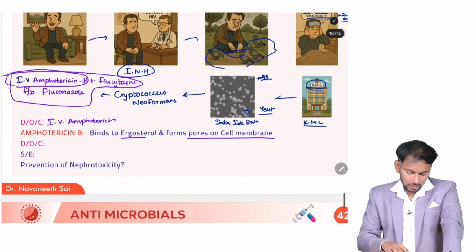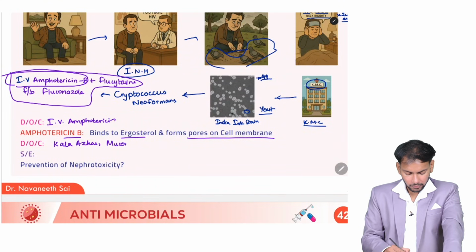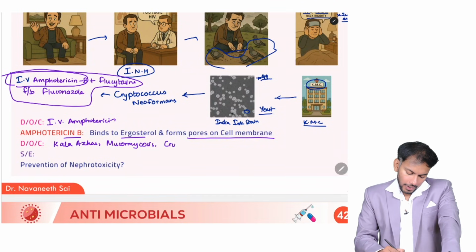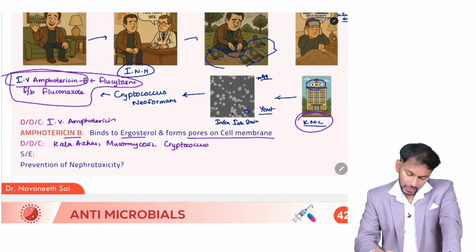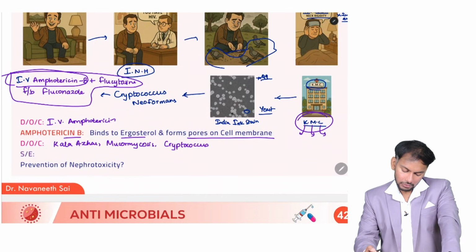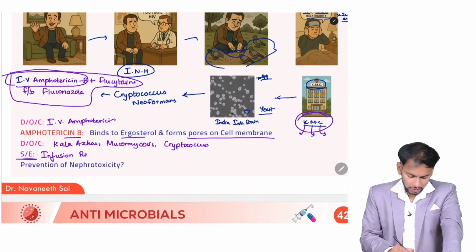Amphotericin B is the drug of choice in which conditions? It is the drug of choice in Kala-Azar, mucormycosis. Yes, you might have seen this so many times after COVID, people are using amphotericin B, and Cryptococcus. That is what we have just studied. So, if you see the story, remember this carefully. KMC is the drug of choice. K means Kala-Azar, M means mucormycosis, C for Cryptococcus. That's all. Now, what are the side effects of this? It will cause infusion reactions. Again, nephrotoxicity and hypokalemia.